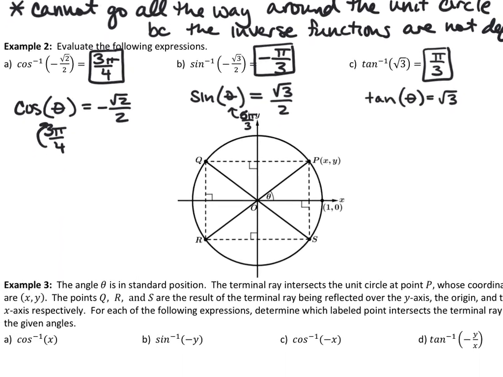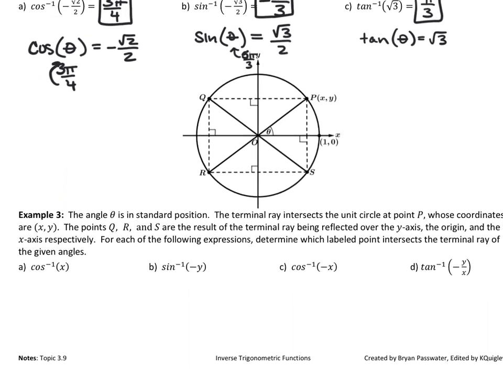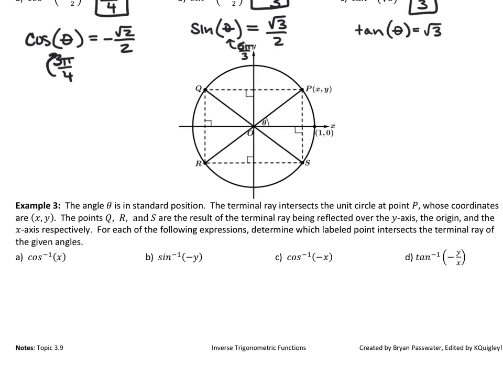Okay, if we amp this up to an AP level question that could possibly be on the AP test, they could just straight up ask you for some of these values like this. But example 3 is a really interesting question. It says the angle theta is in standard position. So make sure you know theta is right here. The terminal ray intersects with the unit circle at point P, whose coordinates are (x, y).